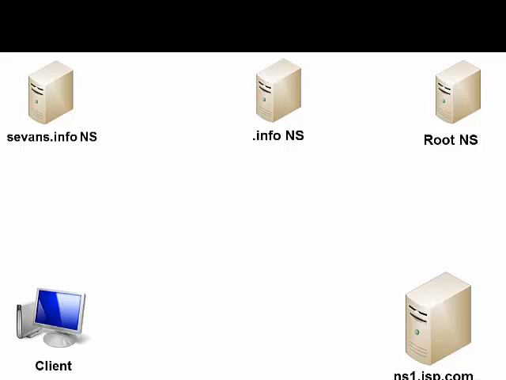Let's look at the name resolution process. On the bottom left, we have our client. It's configured to point to a DNS server, just like we talked about in the last module. In this case, it's configured to point to this name server over here on the right, ns1.isp.com. And so when the client tries to look up the IP address for a name, it's going to ask ns1.isp.com to resolve that name for it.